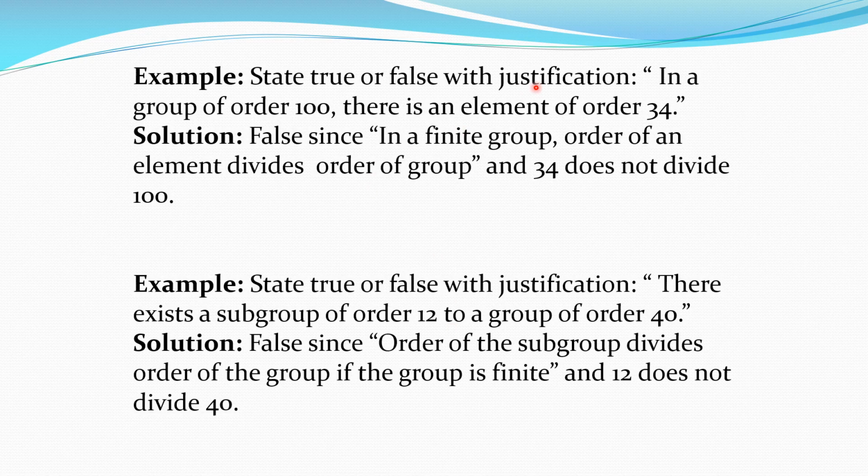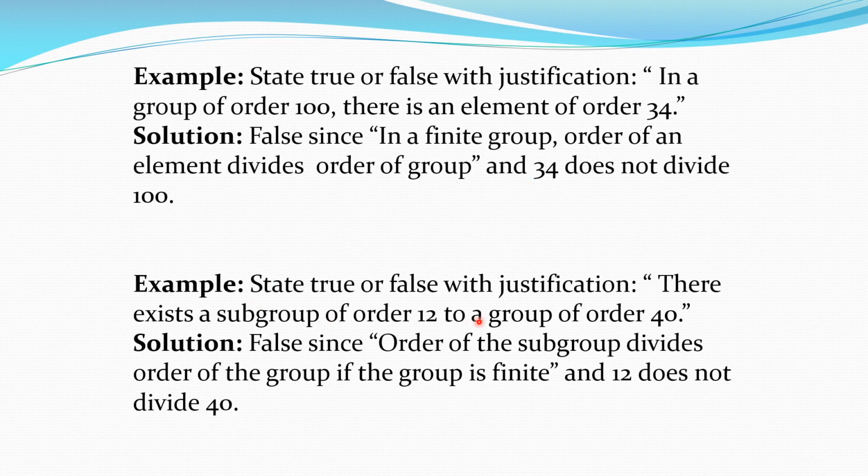State true or false with justification. In a group of order 100, there is an element of order 34. Now we have seen that in a finite group, order of an element divides order of the group. Here the group has order 100, which is finite, and order of the element is 34, but order of the element must divide order of the group, and 34 does not divide 100. So there does not exist an element of order 34 in a group of order 100. It means the statement is false.